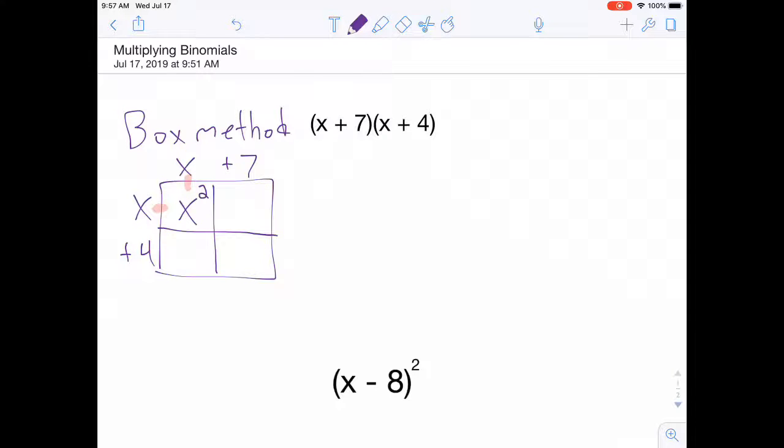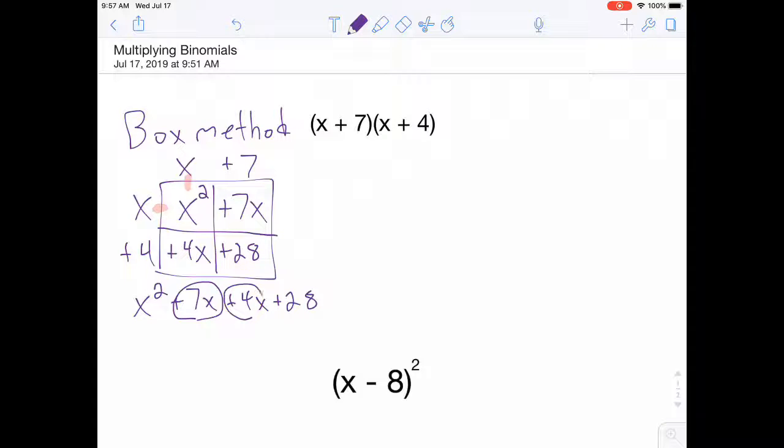X times 7 is positive 7x. X times 4 is positive 4x. And then 7 times 4 is positive 28. I always like to include the signs inside the boxes to make it easier. After we fill in all of our boxes, we write out all of our terms, x squared plus 7x plus 4x plus 28. And our last step is to look for any like terms that we may have. In this case, the two middle terms, 7x and positive 4x, are like terms, giving us x squared plus 11x plus 28 as our final answer.